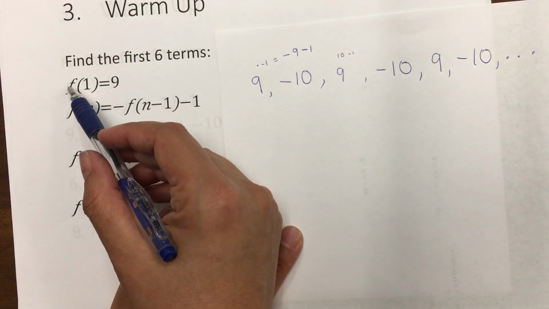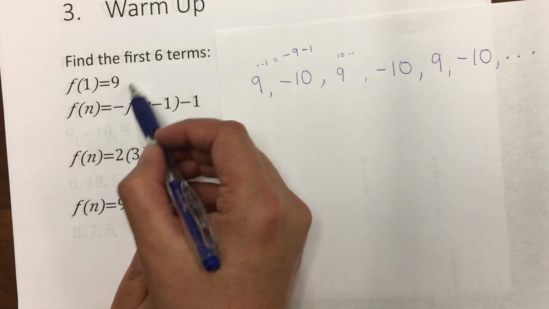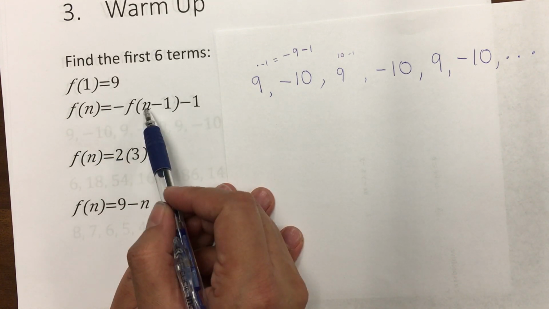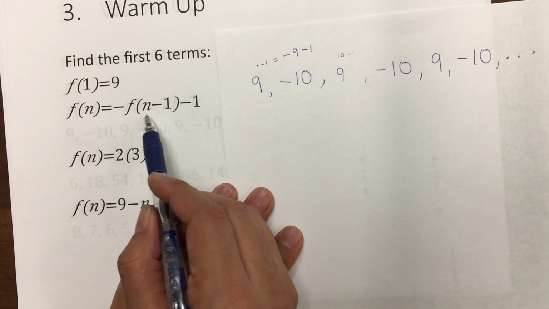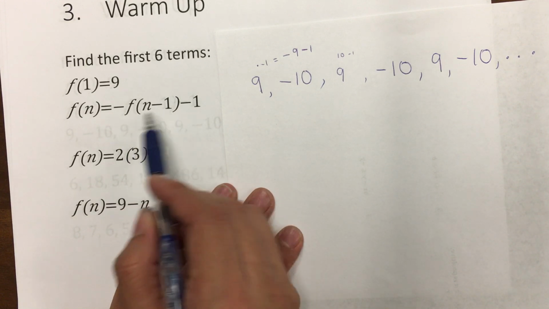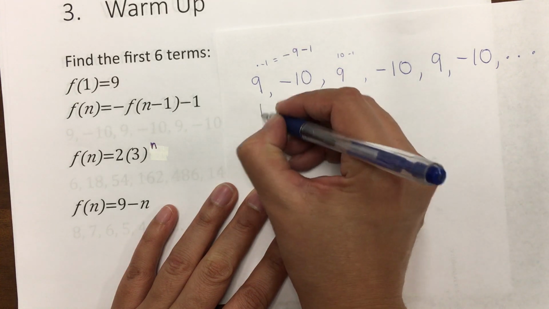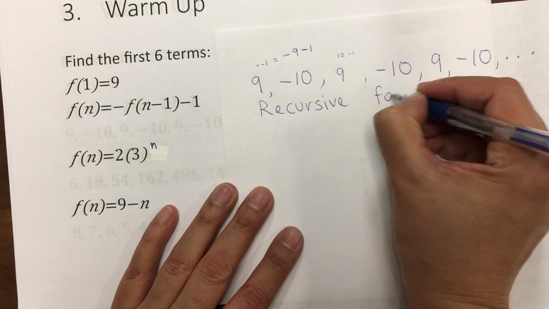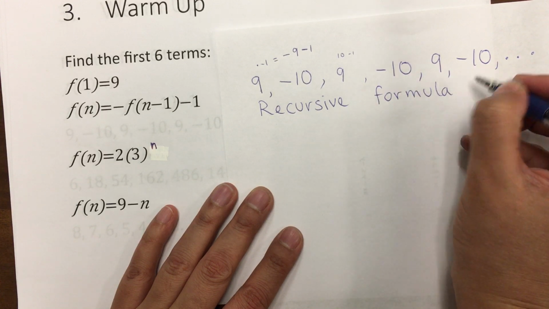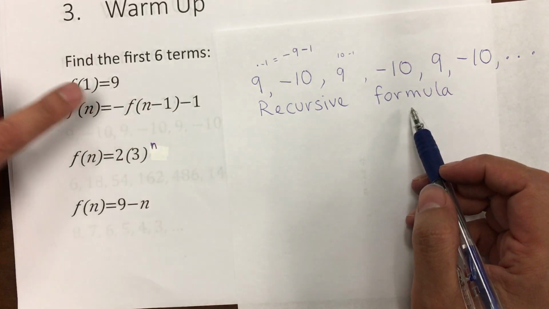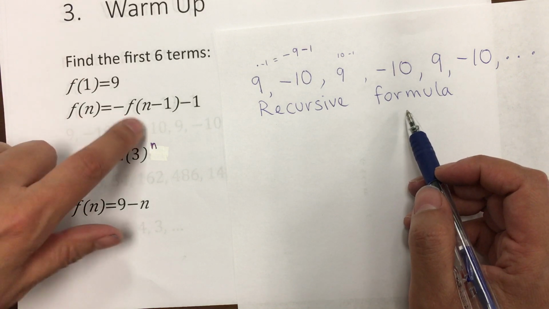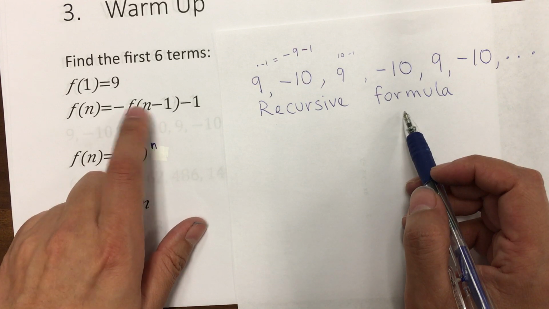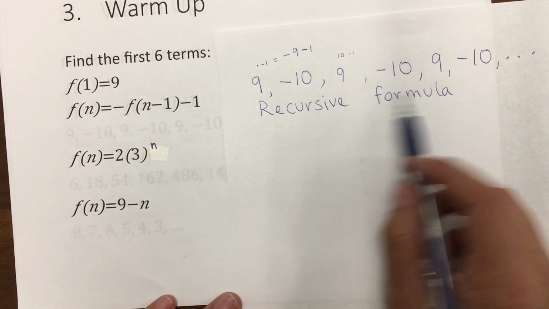Now, because these have f of 1 equals the initial point and f of n equals negative f of n minus 1, every time you have f of n minus 1, that means that this is called a recursive formula. Again, it has 2 different parts. The initial point with f of 1 and the next part, it has an f after the equal sign. That's called the recursive formula.